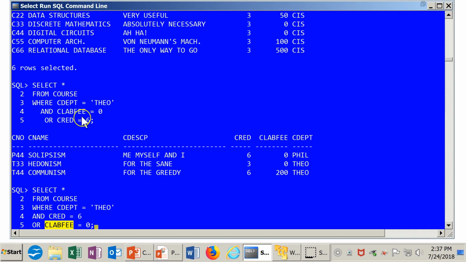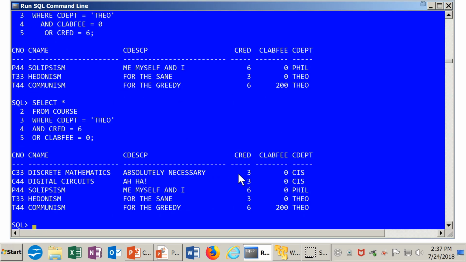Remember, with the previous query with these three conditions, we got these 3 rows. Now we fire it up. Well, now we get 5 rows. That's because things are treated a little differently. So we're looking for the department equal to theology and the credit equal to 6. Theology and 6, that's here. What's the lab fee? Well, we asked for 0 to qualify. This one got 200, so it didn't qualify on lab fee. It qualified for inclusion in the result based upon the conjunction here, the other two conditions both being true.